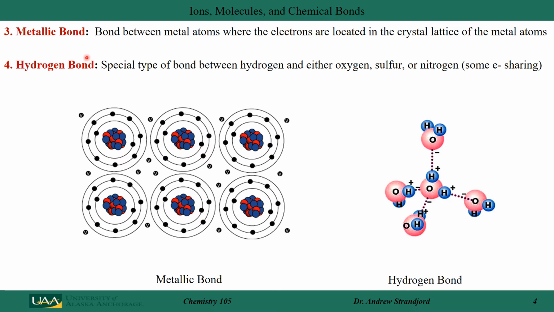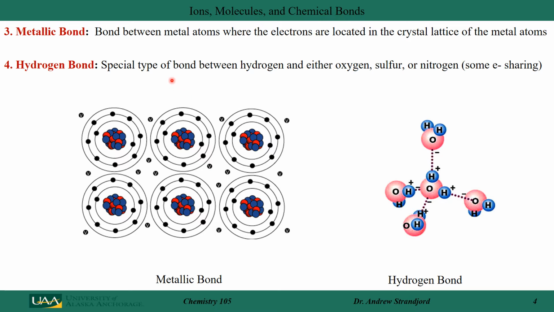The first one is a metallic bond, where the metal atoms are located next to each other and the electrons are located in between the different atoms in crystal lattices that are formed by the metal atoms. We won't talk about these types of bonds this semester.